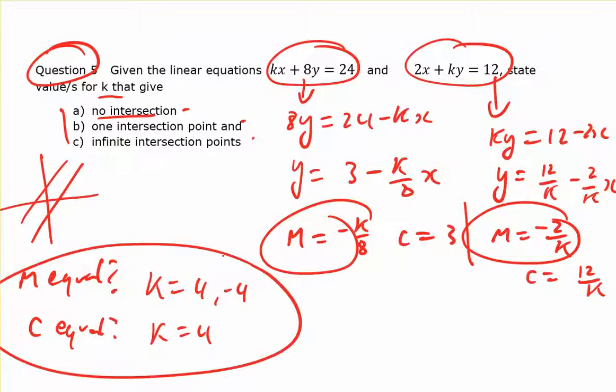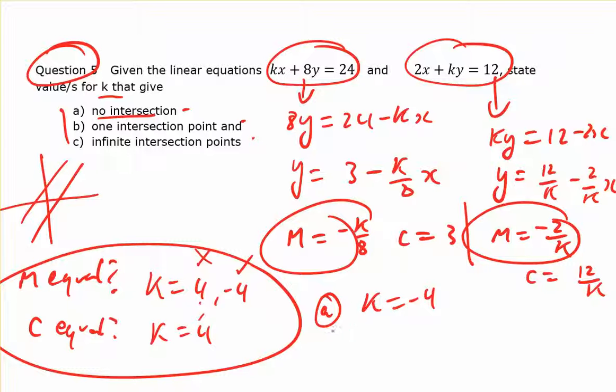We know that the gradients are equal when k equals 4 and negative 4. Remember, for no intersection, they're parallel. They must have different y-intercepts. So if I let k equal 4, the gradients will be equal, great, but the y-intercepts are also equal. We don't want that. The only value which gives no intersections is when it has the same gradient but different y-intercept. So the only value that gives me the same gradient but different y-intercept is k equals negative 4.